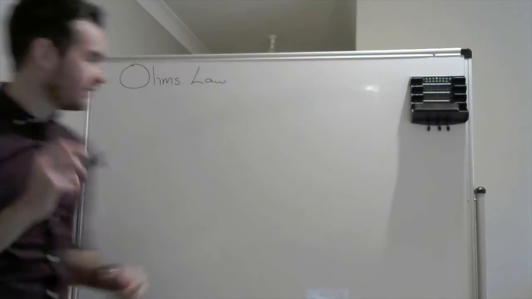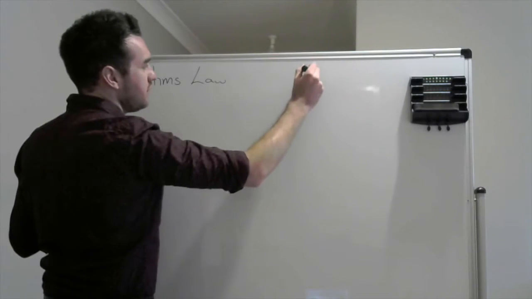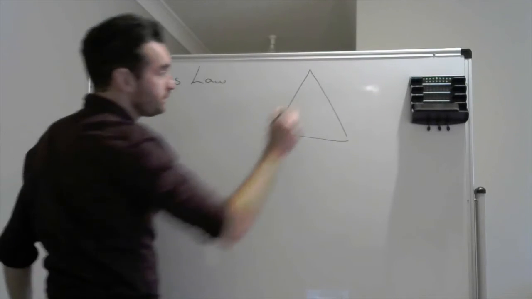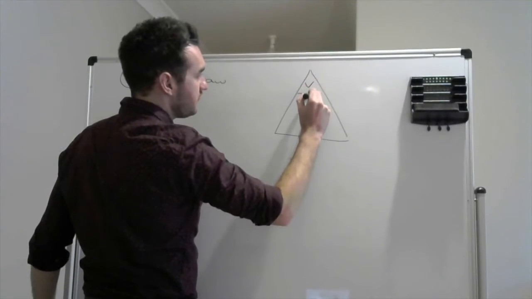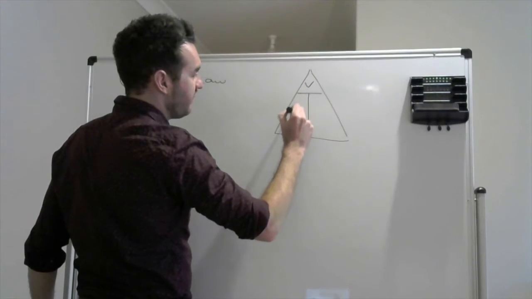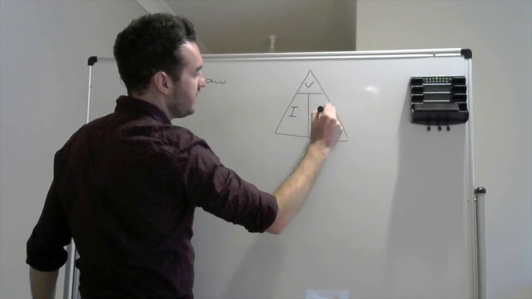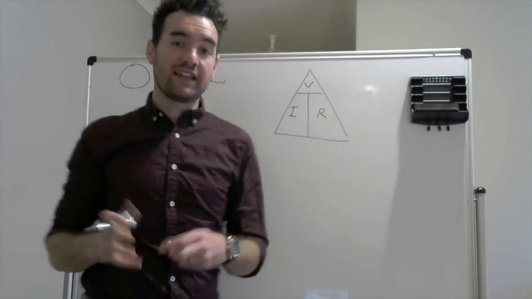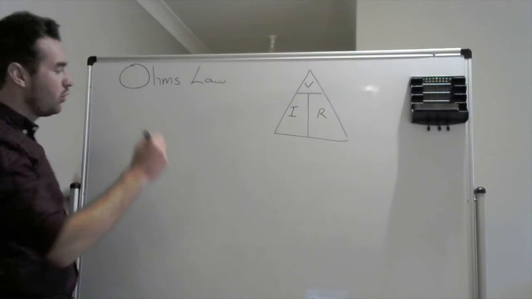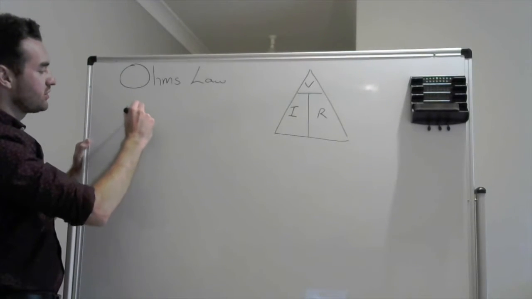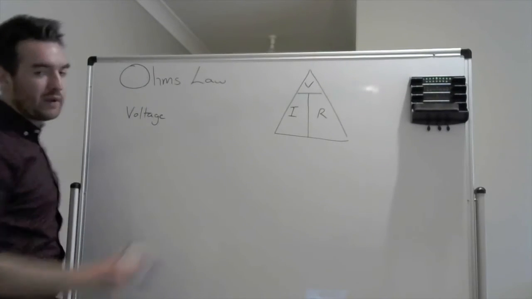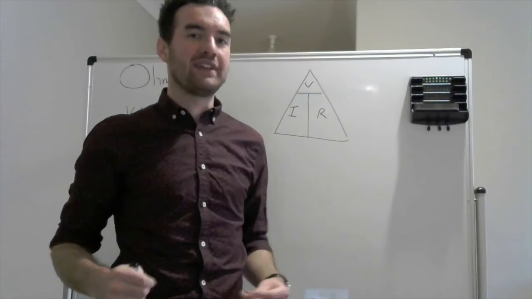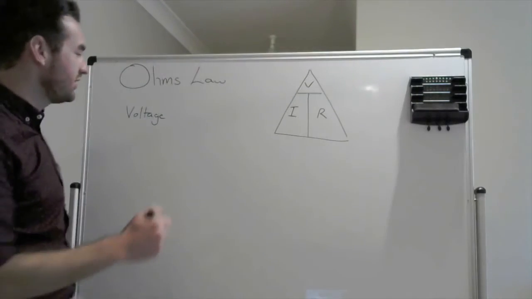Just to remind us, let's draw the triangle again. At the top of the triangle, we will have V, and in the bottom left-hand side we have I, and in the bottom right, R. Let's remind ourselves what these letters stand for. V, hopefully the easiest, stands for voltage. Remember, this is the amount of power coming out from a battery or a socket, the amount of pressure that can be sent through the circuit, essentially.